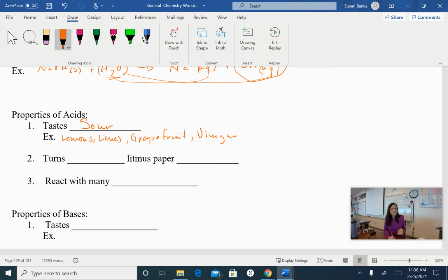Acids turn blue litmus paper red. So anything that turns litmus paper red is an acid. If we use universal paper, which can go from dark red, hot pink, all the way to a dark navy blue, acids turn universal paper warm colors. And by warm colors, I mean yellows, oranges, and reds.